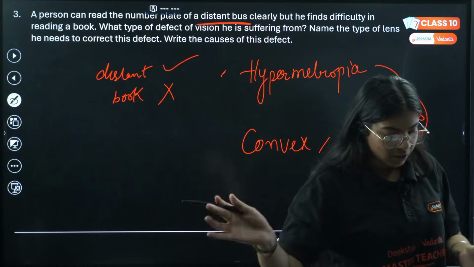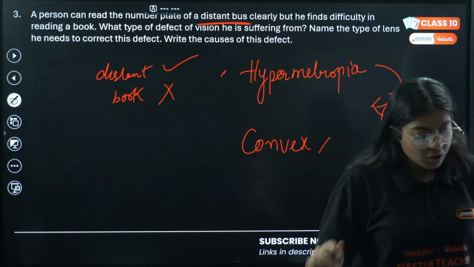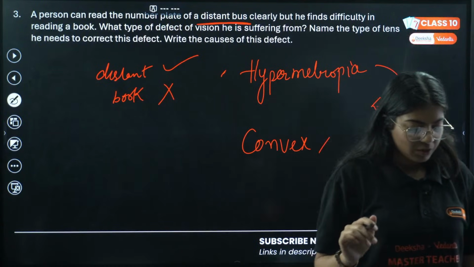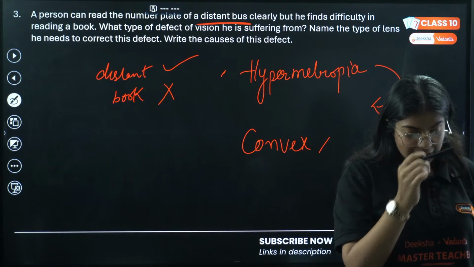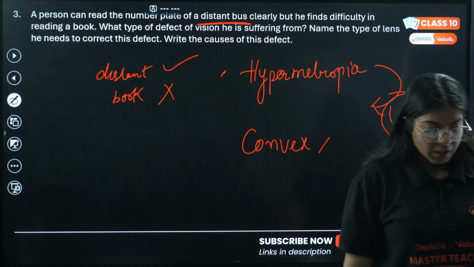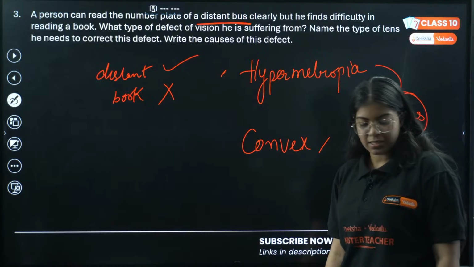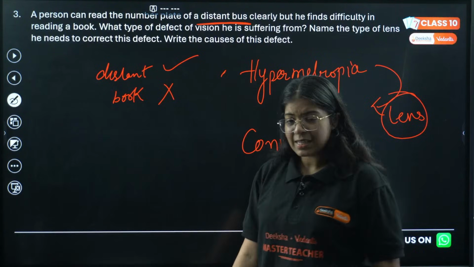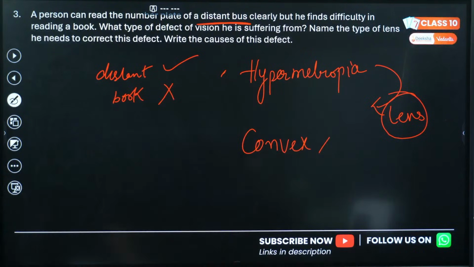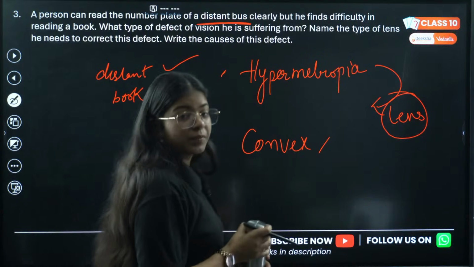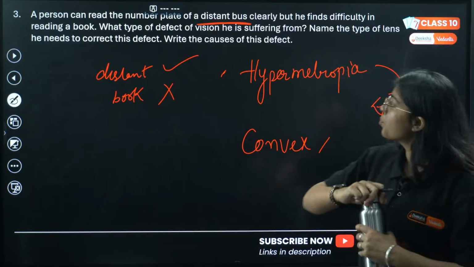Hello, Jevin. It's not concave lens, it's convex lens, Jevin. It's convex lens, Ifra. Yes, convex lens is used to correct hypermetropia. Okay. Then the next question, next part is what?